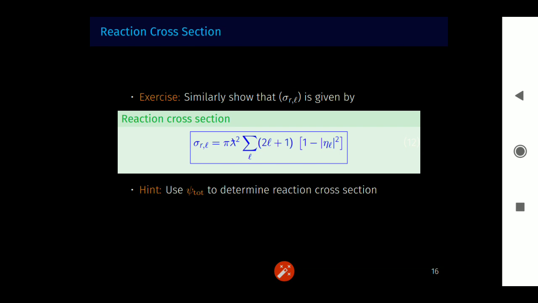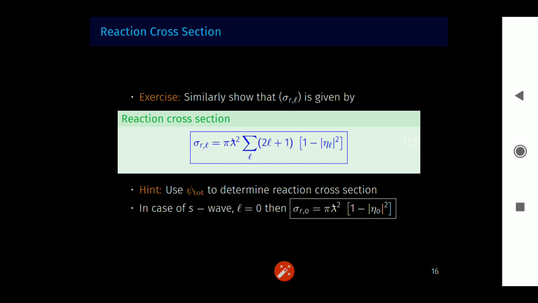For S wave, that can be determined by using the total wave function, and I'm giving you this as an exercise. So in case of S wave, L is 0, then reaction cross section takes this simple form. So in summary, these are the two cross sections, scattering cross section as well as reaction cross section. Here you can notice the difference between the two. The difference only lies in the terms containing the eta L between the two types of cross section.